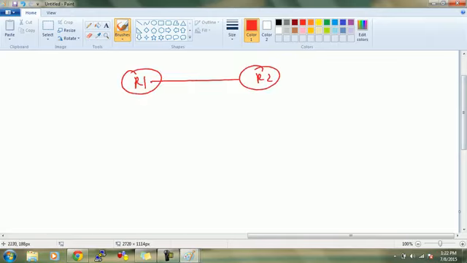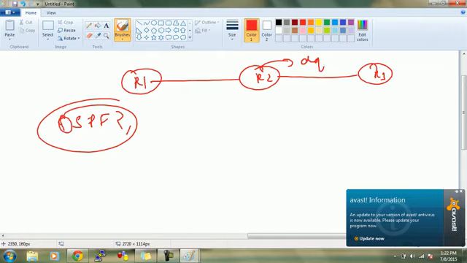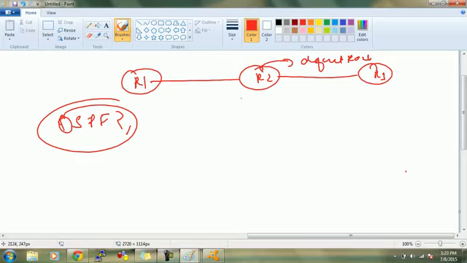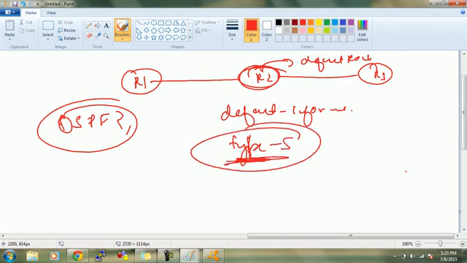R1, R2, R3. How to inject default route in OSPF? On R2 you will define a default route, very similar to RIP. On this router you will run the command default information. This router will generate a type 5 LSA for that default route, because that default route will be external. This thing is clear? This thing is fine? Any problem? Fine?